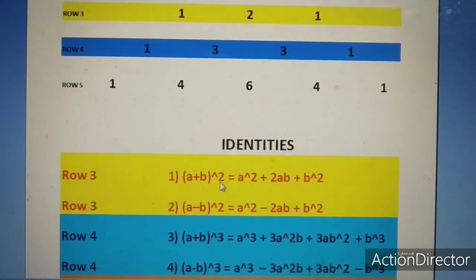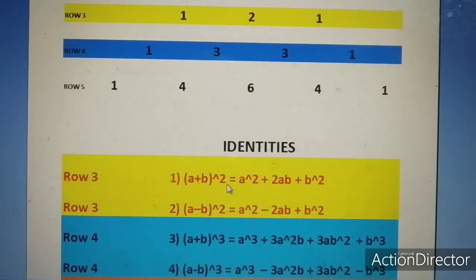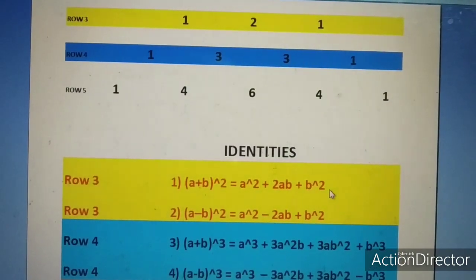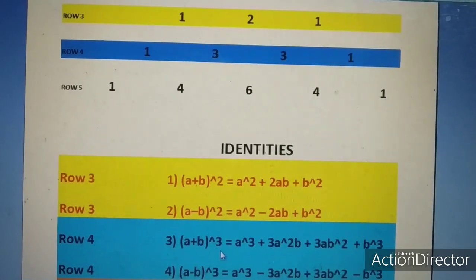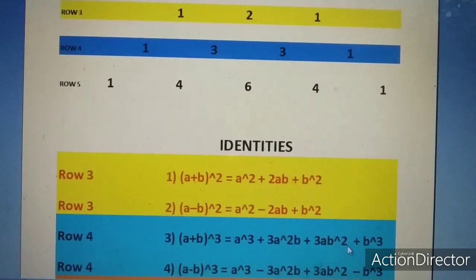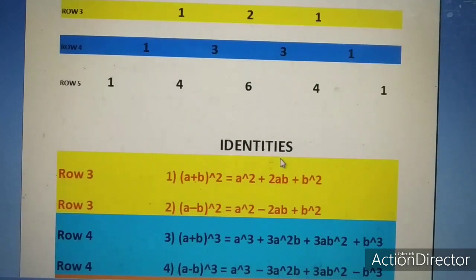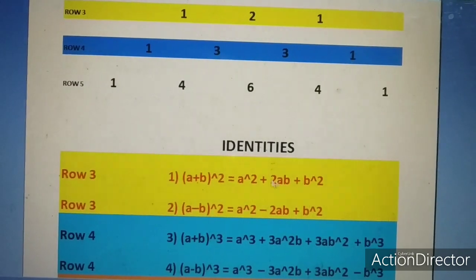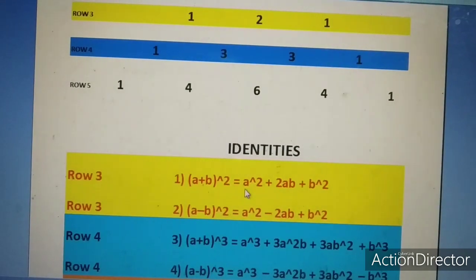Now considering this, how to remember the number of terms. If the power is 2, one more term, that is 2 plus 1 is 3, you will be having 3 terms over here. If the power is 3, 3 plus 1 is 4, so you will be having 4 terms over here. This process goes on.